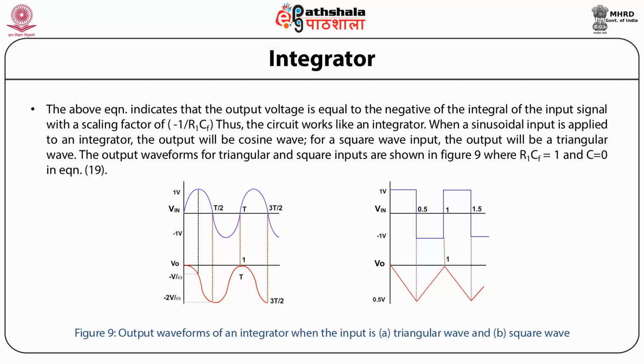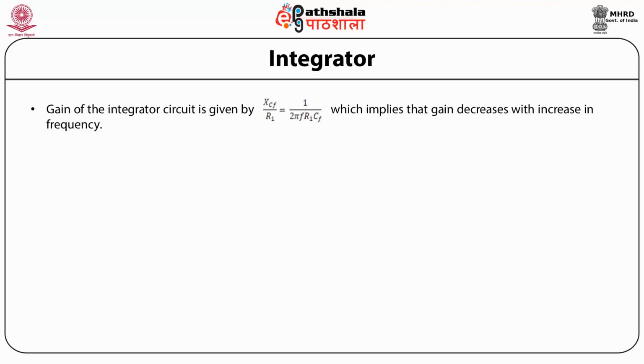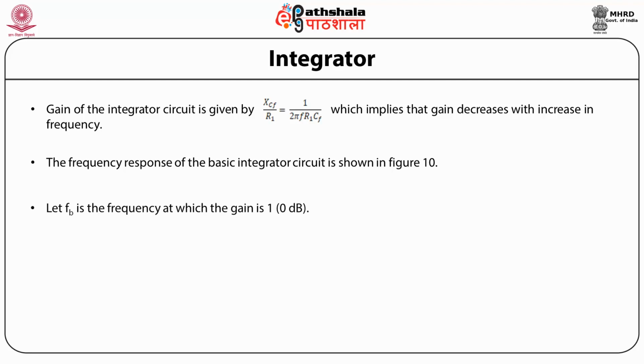in equation 19. Gain of the integrator circuit is given by XCf by R1 is equal to 1 by 2 pi f into R1 Cf, which implies that gain decreases with increase in frequency. The frequency response of the basic integrator circuit is shown in the figure. Let Fb is the frequency at which gain is 1 or I can say 0 decibels.